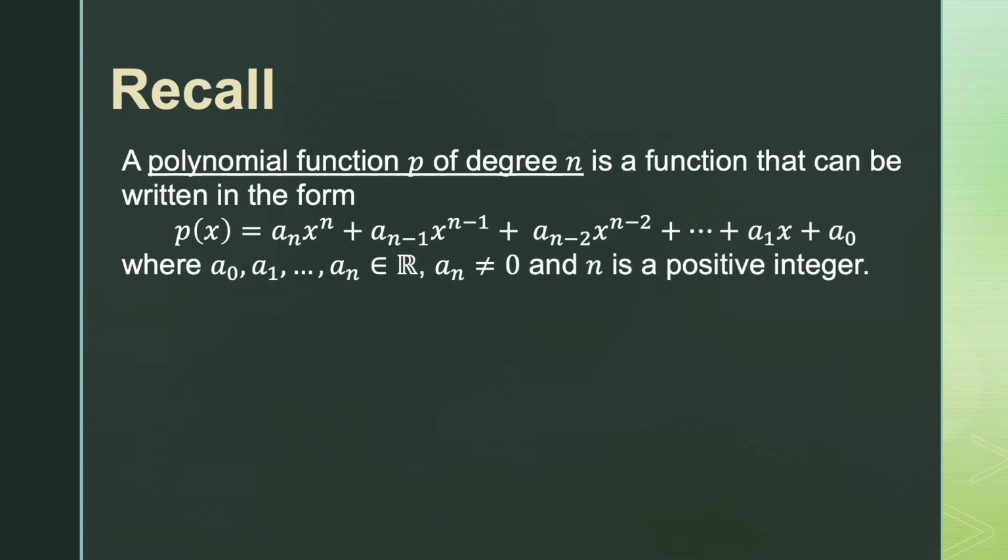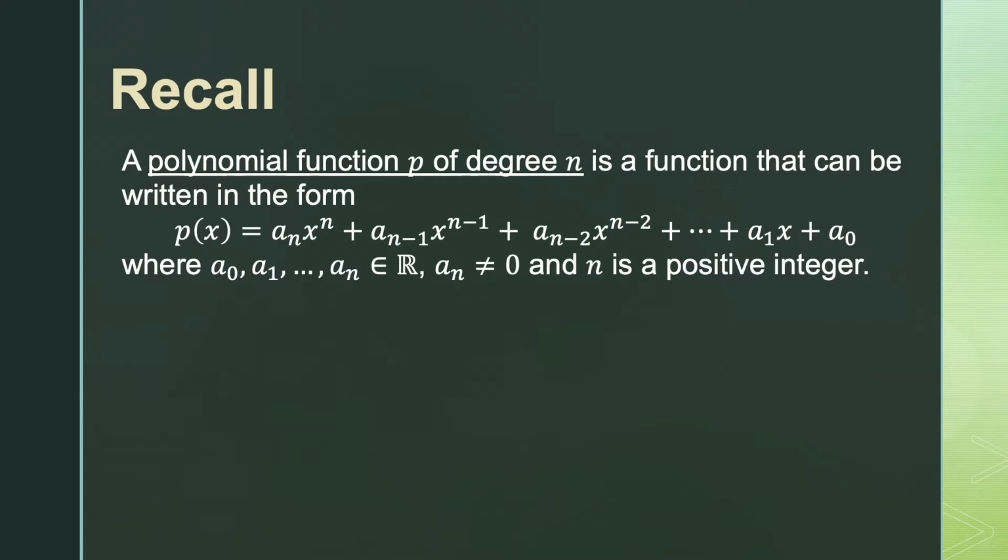Let us recall the following definition of polynomial function p of degree n. A polynomial function p of degree n is a function that can be written in the form p of x equals a sub n x raised to n plus a sub n minus 1 x raised to n minus 1 plus a sub n minus 2 x raised to n minus 2 plus down the line plus a1 x plus a naught, where a naught, a1, and so on, an are real numbers, where an is not equal to 0 and n is a positive integer.